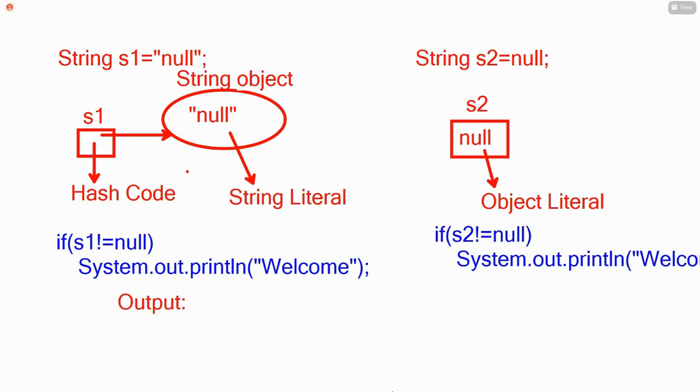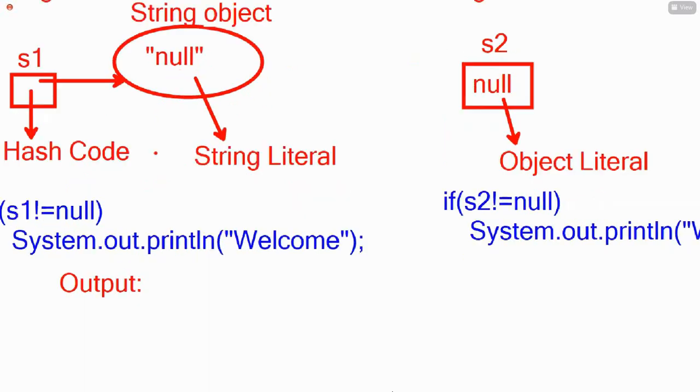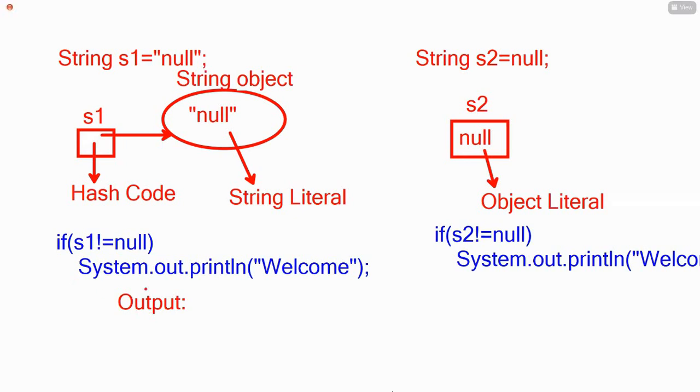First, what is the difference between the equals method and the equals operator? The equals method compares content. The equals operator compares hash code. Here, not equal to null, these all will check not content but reference, the hash code. So S1, what will be there? Hash code. Hash code not equal to null, true or false? Then what is the output? Welcome.